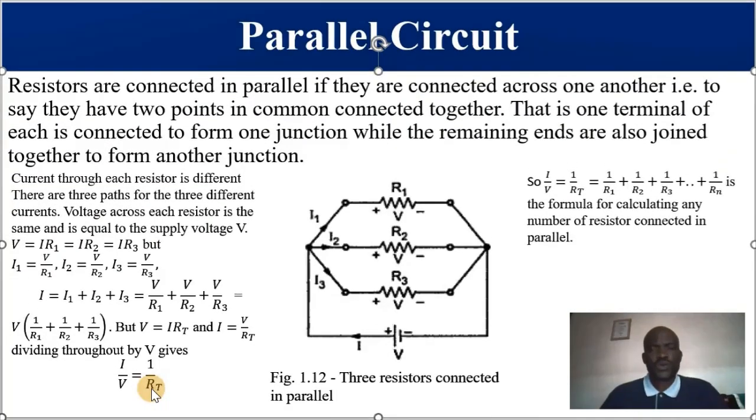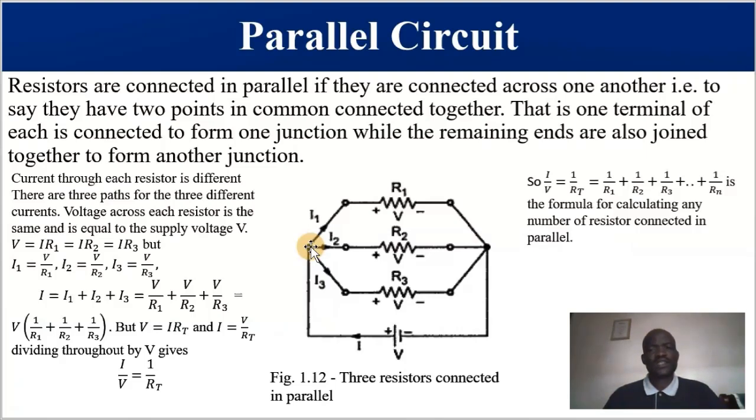More and more concepts are coming, and we haven't started yet. This time it's the parallel circuit. What is a parallel circuit? Resistors are connected in parallel if they are connected across each other. That is, they've got 2 points in common connected together. This point and this point are connected at this point, and the same applies to this side. They are connected at this point. So we say the two resistors are connected in parallel.